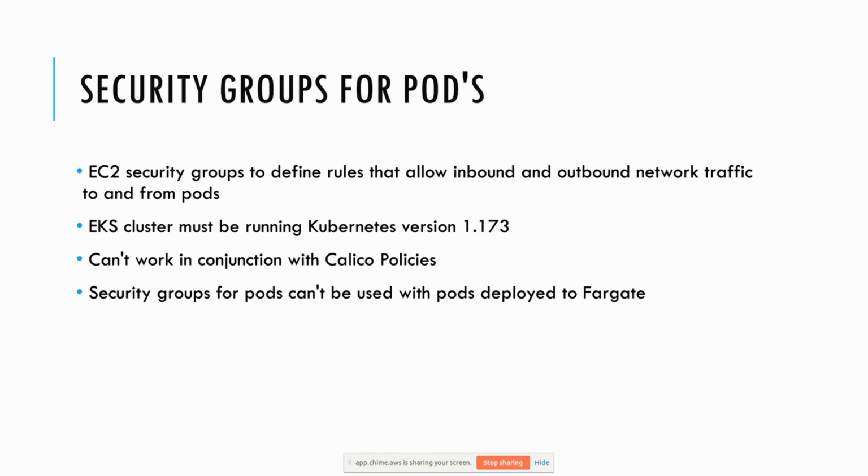To use security groups for pods, you have to be running Kubernetes version 1.7. Sorry, that 1.173 is incorrect, it's 1.7, ignore the 3. You can't use it in conjunction with Calico policies. A lot of teams are already running Calico policies, which is a tried and trusted way to do this. There would be a migration process to start using native AWS features, but at least now you don't have to install a third-party application onto your cluster. This feature is not available if you use EKS with Fargate, so you have to use managed worker nodes or self-managed worker nodes.